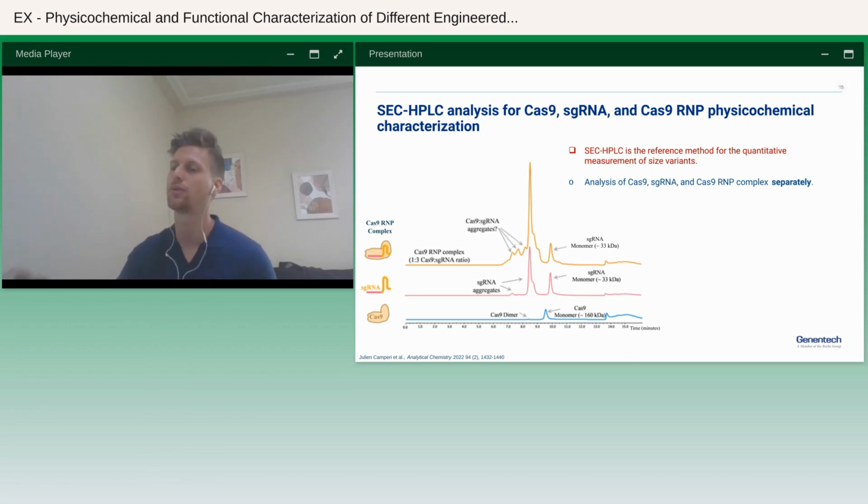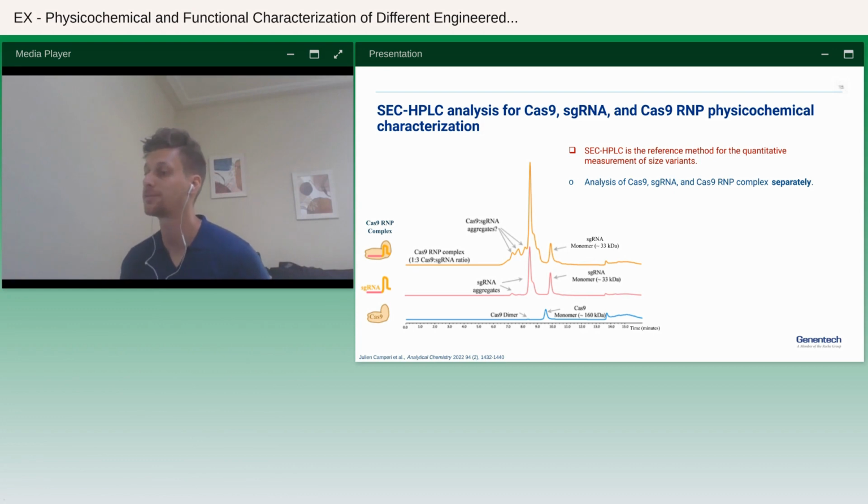So basically we injected three different samples. One is only Cas9, the other one single guide RNA, and the last one was the Cas9 RNP complex, meaning single guide RNA plus Cas9. If we observe the blue trace, you can see the Cas9 monomer with a molecular weight of 160 kilodalton, and you can also see the minor peak corresponding to the Cas9 dimer. Now, if we observe the pink trace, you can see the single guide RNA monomer with a molecular weight of 33 kilodalton, so it's something that we expect.